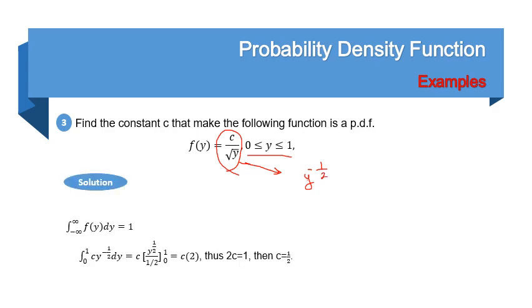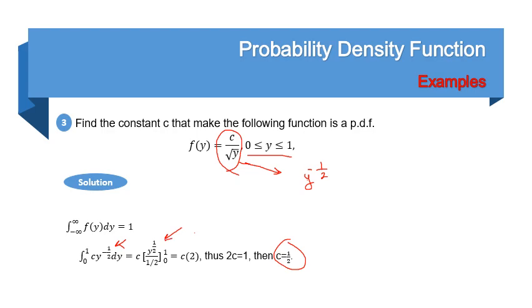As you see down here, equating the integration by 1, finally, we can get c. You see that the integration of y power negative half, if you increase the power, which is negative half, by 1, it will be y power half.